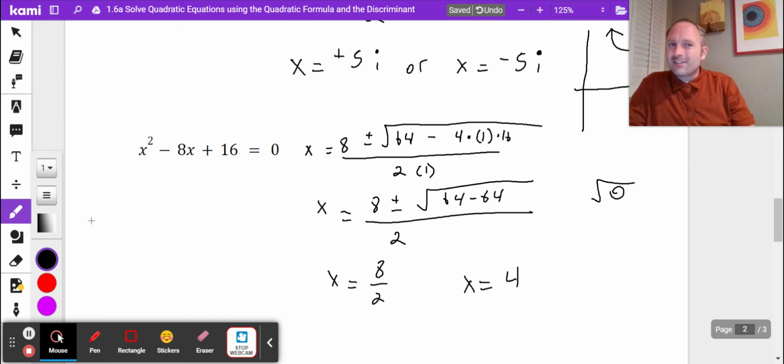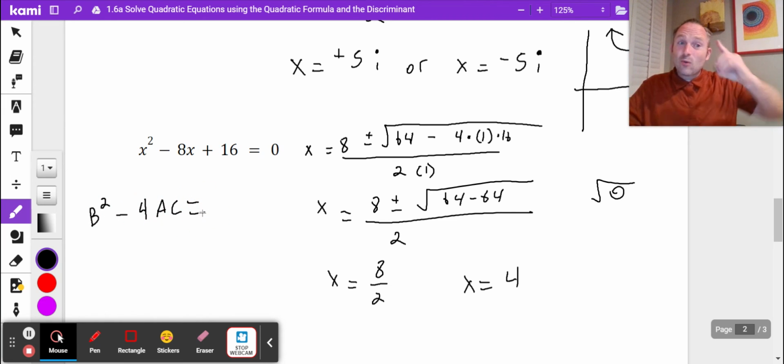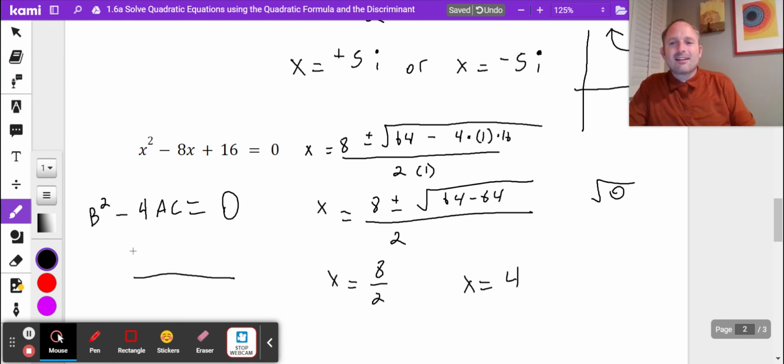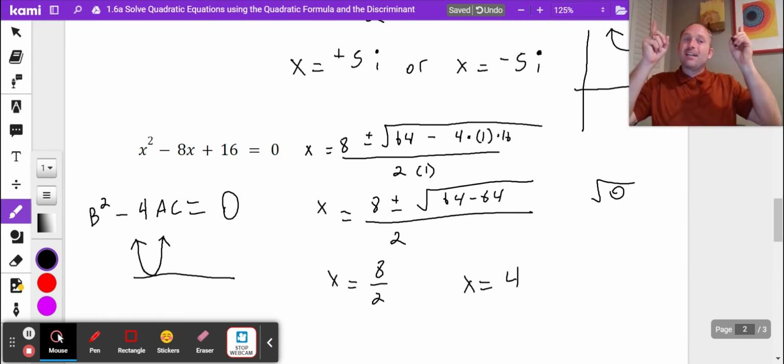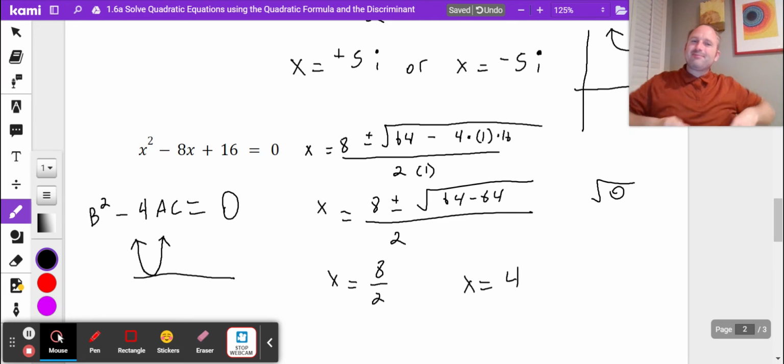So what does our discriminant have to equal? What does b squared minus 4ac have to equal to give us one solution? It has to equal 0. And if it does, congratulations. We have a quadratic that barely touches the line. And so our solution is 1 at the vertex point, either pointing up or pointing down.